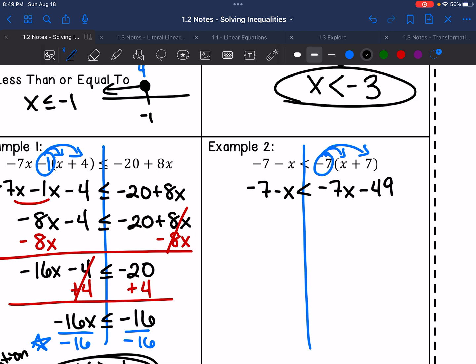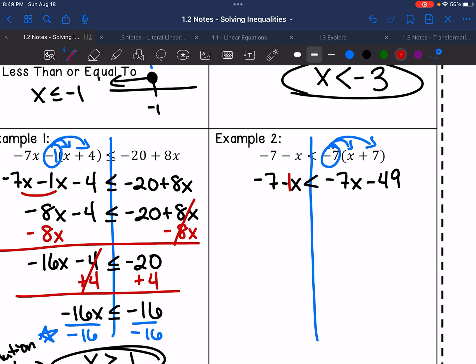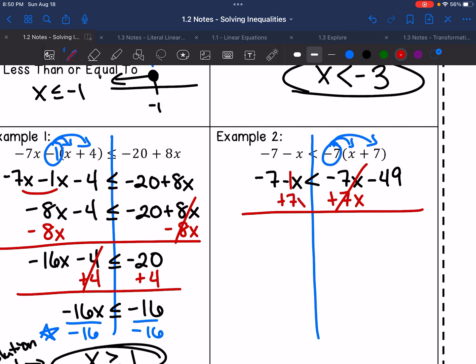All right, so now bringing my x's together. Remember, this is the same thing as a negative 1x. I'm going to cancel out the negative 7 by using a positive so that it makes 0. So that means I got to add 7x on the left. So bringing things down, I still got negative 7. Negative 1x plus 7x is positive 6x less than. That's gone, and I bring down negative 49.